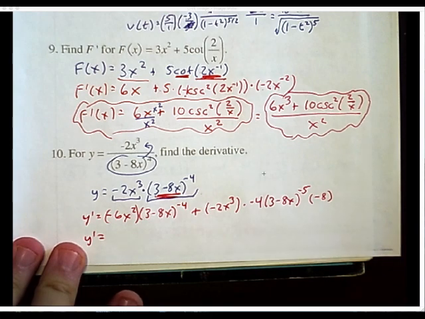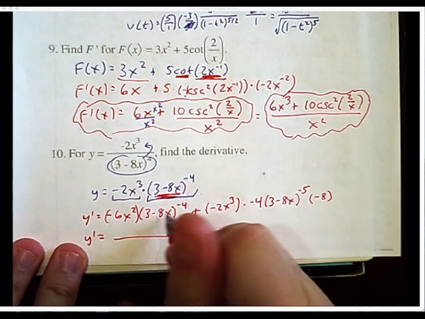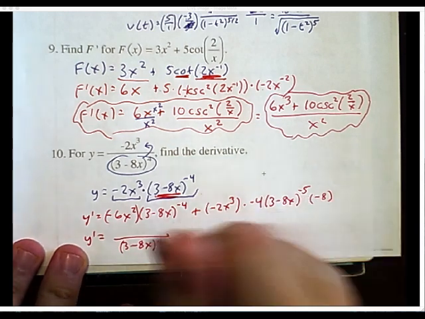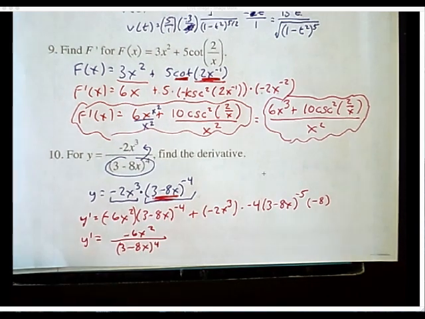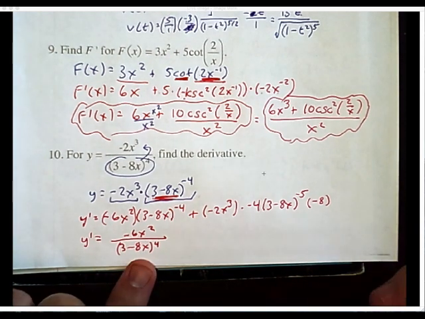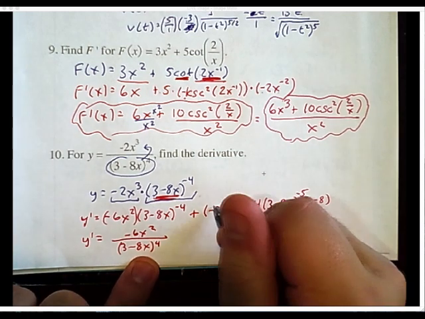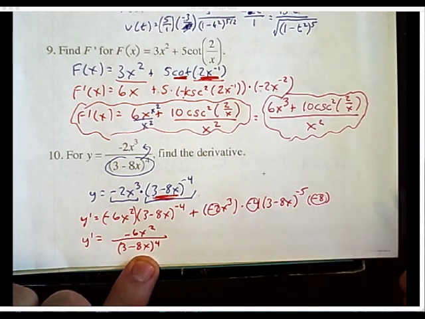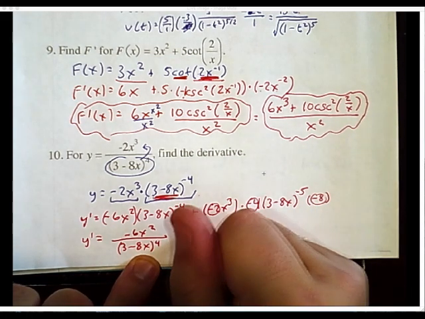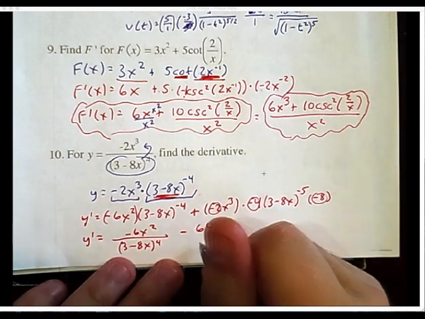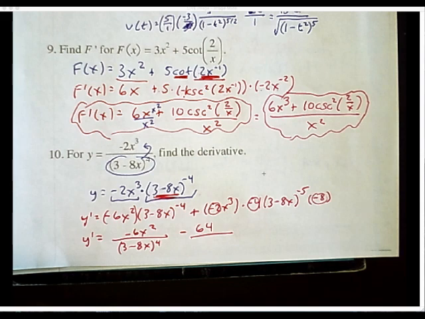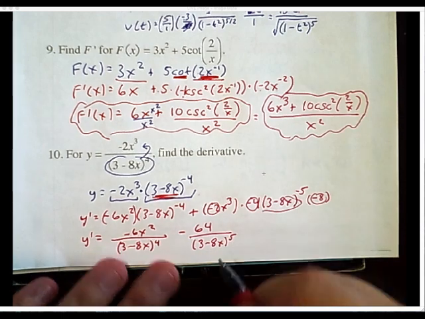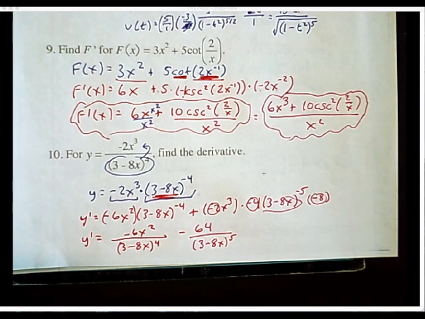So if you're thinking about what this would actually look like, you can move this part again down to the denominator: 3 minus 8x to the 4th. You'd have negative 6x squared there. Okay. Let's think about our coefficient here. You've got a negative 2, negative 4, so you're up to 8. 8 times negative 8 is negative 64. And then you can send this thing back down. So 3 minus 8x, but to the 5th power. So you could write the answer to the derivative like that.